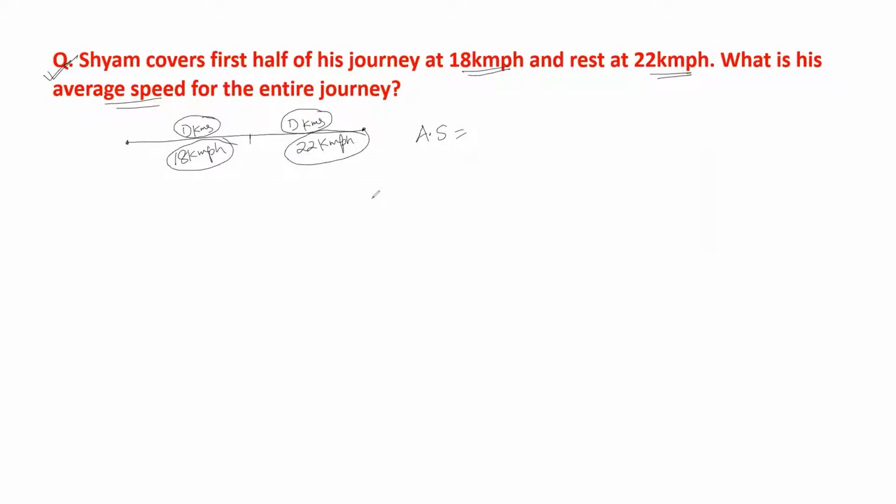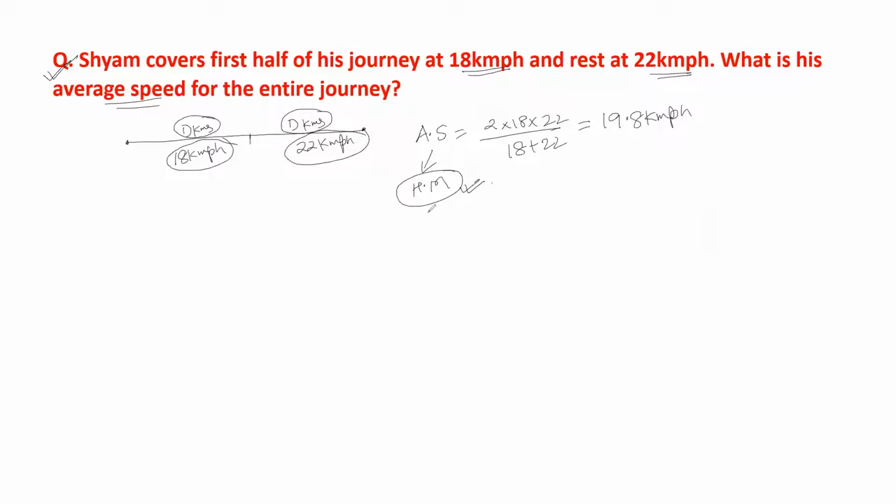When the distance is the same, the average speed for the entire journey is simply the harmonic mean of all the speeds. So the harmonic mean of 18 and 22 would be 2 into 18 into 22 upon 18 plus 22, which if we simplify, would be 19.8 kmph. So in this case, since the distance was constant, the average speed is simply the harmonic mean of the speeds of 18 and 22.